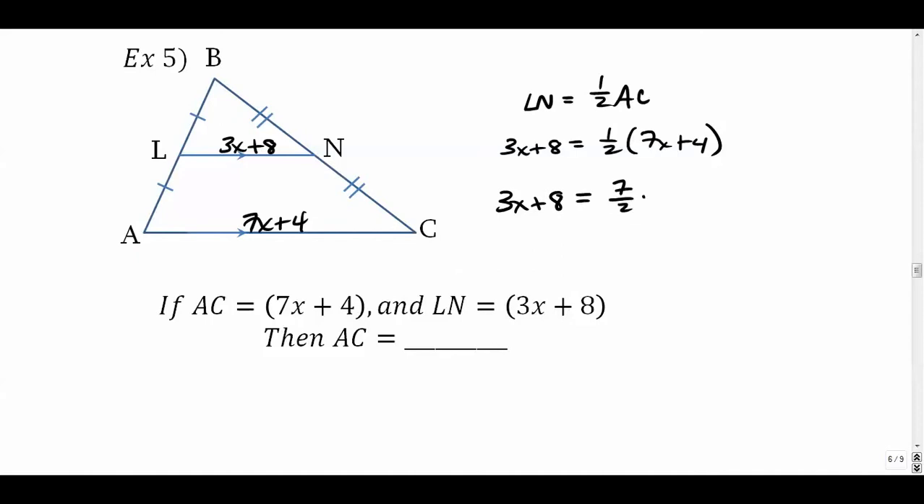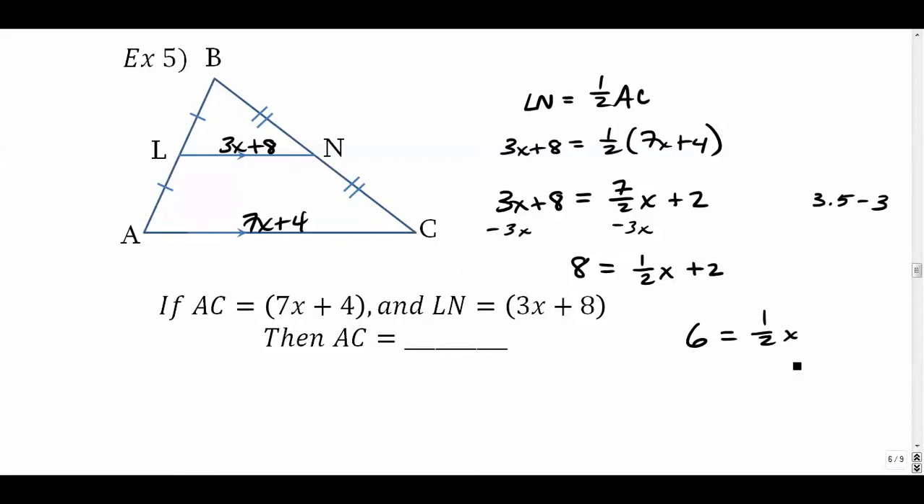7 over 2x plus 2. You could have also cleared everything out by multiplying by 2. That's fine as well. But I'm just going to solve this thing. I'm going to subtract 3x from both sides. So when you take 7 over 2, which is 3.5, minus 3, well, that's just a half. This simplifies to 0.5x, and that's equal to 8. Subtract 2 from both sides, so we get 1/2 x equals 6.